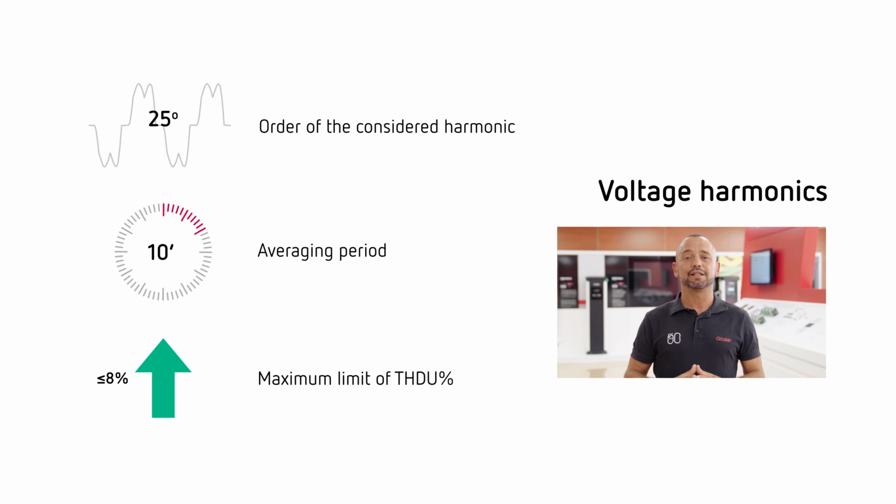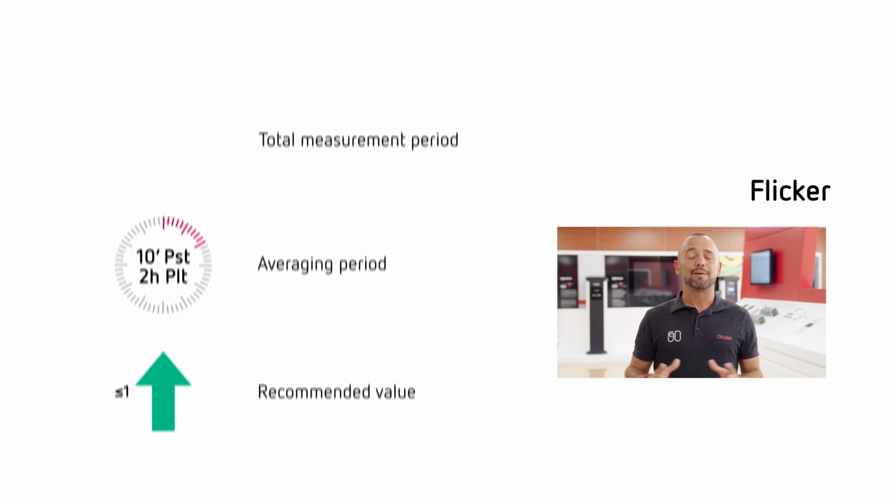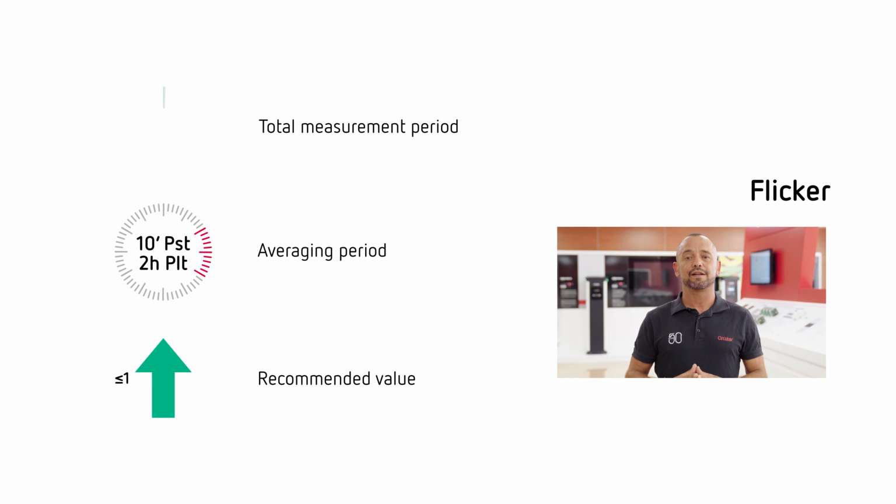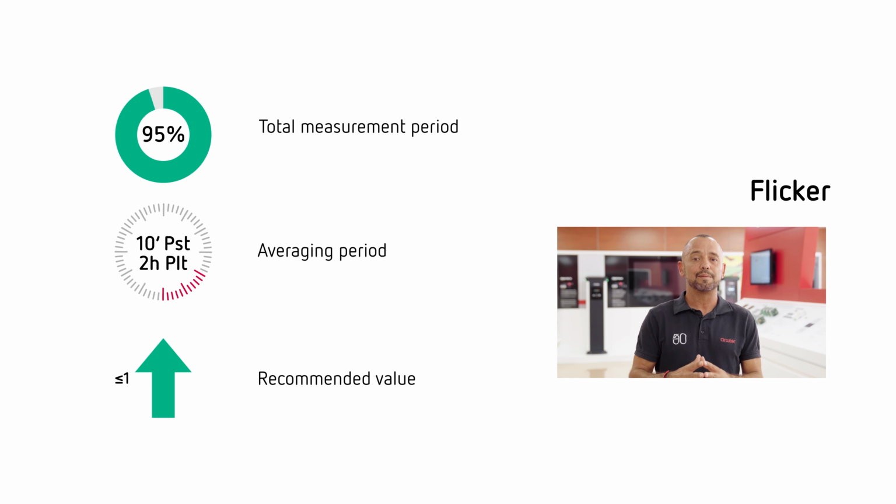For voltage harmonics recorded every 10 minutes, the individual limits for each harmonic up to the 25th order are considered, and the maximum limit for voltage THD is 8%. The recommended value for short-term flicker severity, which is also measured in 10-minute periods, and for long-term flicker PLT, which is calculated from a sequence of 12 PST values over a 2-hour interval, is 1 during 95% of the period.